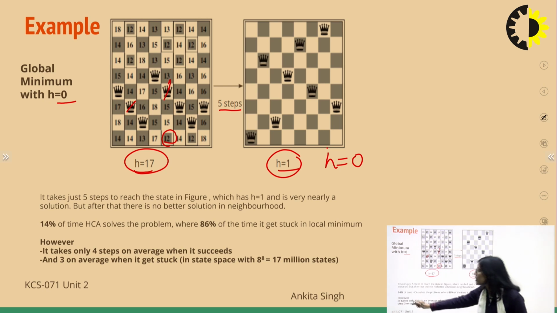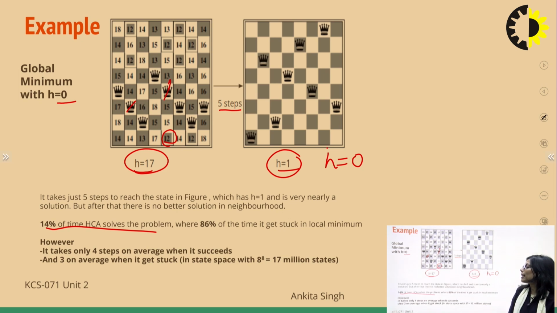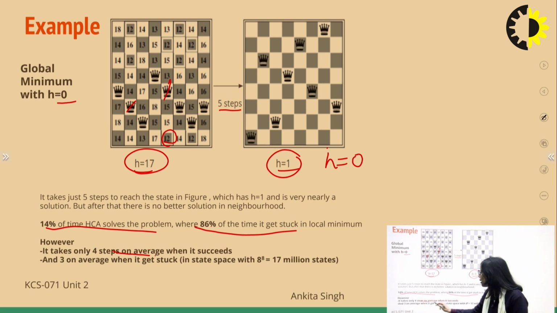So you can say 14% of the time the hill climbing algorithm solves the problem, whereas 86% of the time it gets stuck in the local minima. That's the problem of our hill climbing algorithm. It takes only 4 steps on average when it succeeds, whereas it takes 3 on average when it gets stuck. So the main funda of local search algorithm is that it can give you results very quickly. It can either fail in that time or it can pass. The main advantage of hill climbing algorithm is that it gives you a solution very quickly. In 4 steps only it will succeed, and in 3 steps you will get to know that you are stuck and you have to restart.